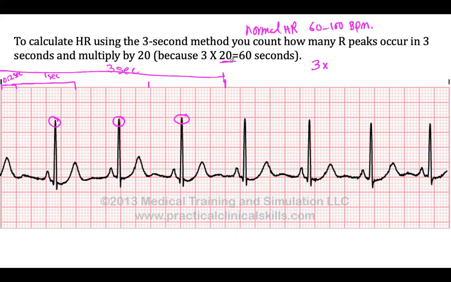So think about this, guys. In a 60-second minute, how many 3 seconds can I fit? In 1 minute, which is 60 seconds, how many 3 seconds can I fit? And the answer is 20. So I'm going to multiply that by 20. That gives me my heartbeat to be 60 beats per minute.